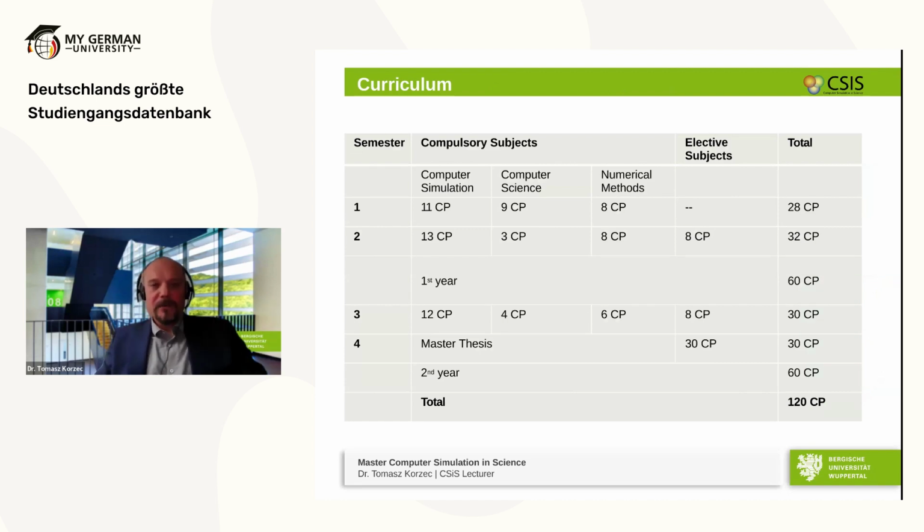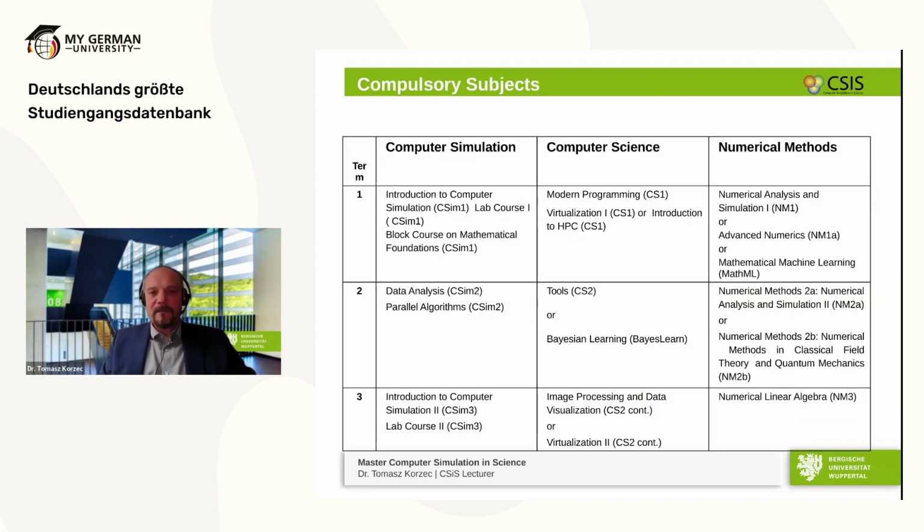The curriculum is the following. The whole program is designed to be finished in 2 years, 4 semesters. In the last semester, you will be entirely working on your master thesis. In the 3 remaining semesters, you take courses. There is the block of compulsory courses that I will explain in a second, and then there is your specialization course on the right side. So the compulsory courses are summarized here.